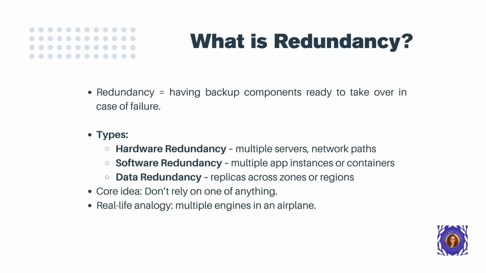Hardware redundancy. This involves duplicating physical components, such as having multiple servers, redundant power supplies, multiple network interface cards, or even diverse network paths to a data center. Software redundancy. This is achieved by running multiple instances of your application code, perhaps as multiple identical servers, containers, or microservices across different machines. If one software instance crashes, others are still available to handle requests.